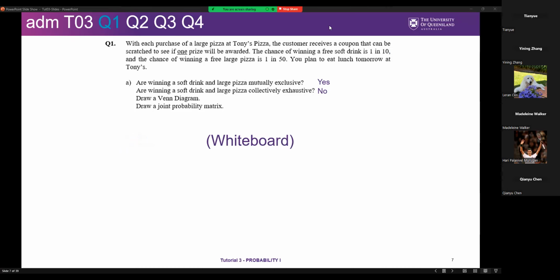It's actually a separated event. The events are separated. And why is it so? Can someone jump in and share with us why you think it is separated? I think I have to stop sharing my screen to start a new share. Oh, perfect. So let's draw a Venn diagram. Why do you think these two balls will be separated? Because there can't be any intersection between them since you can only win one prize. Perfect. Exactly.